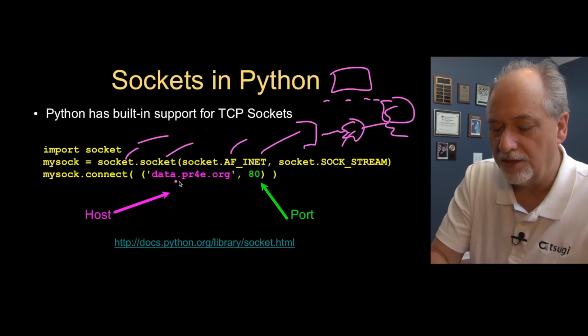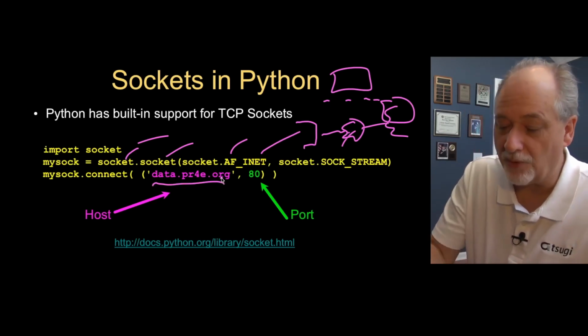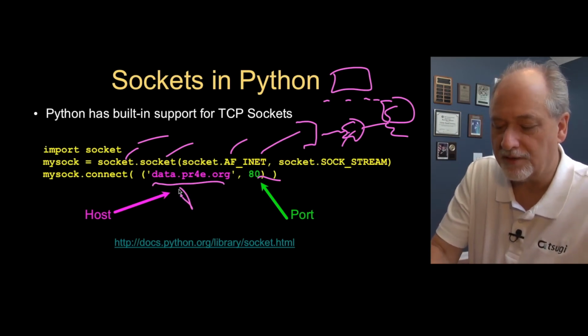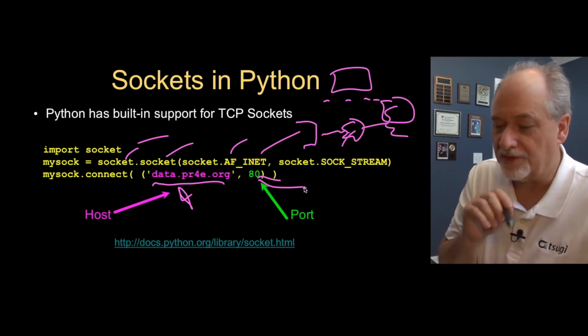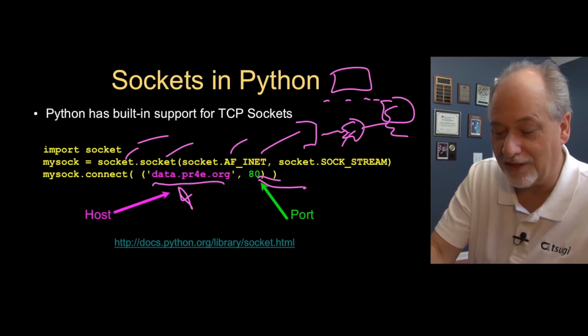Make the phone call to this host, data.pr4e.org, and on that port 80. So that's making the phone call. This is like the phone number, and this is like the phone extension. So we haven't sent any data yet. We have simply rung the phone of a process, hopefully living on port 80.